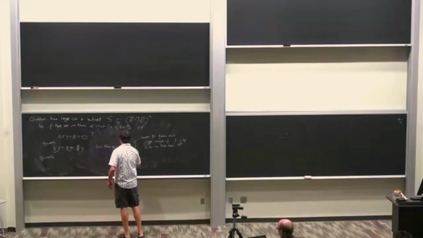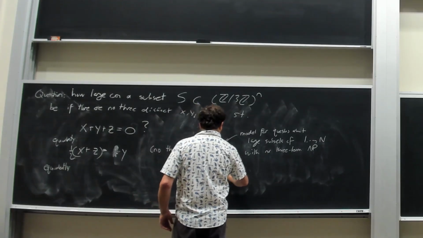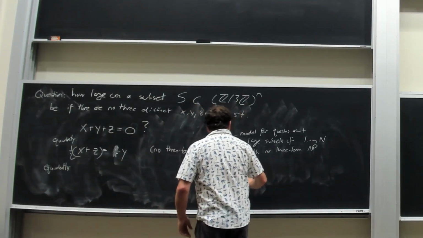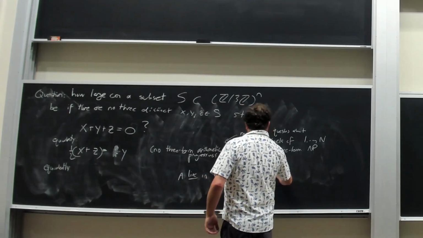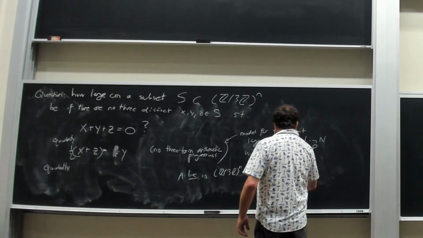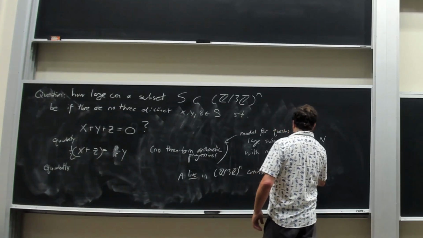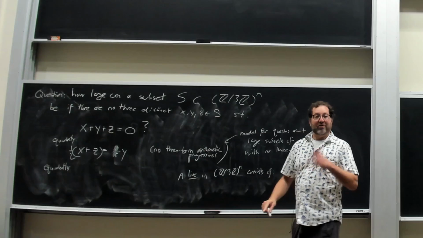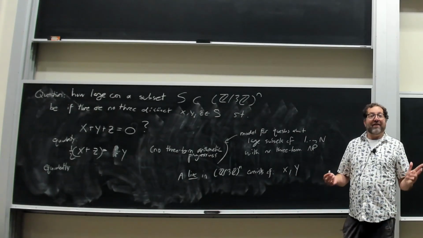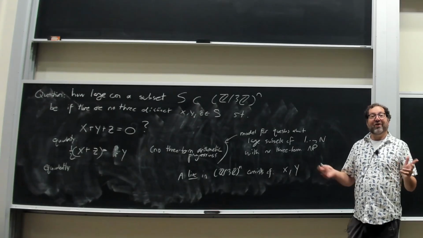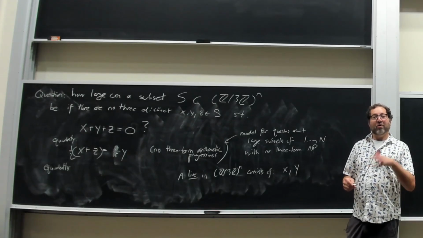So a line in Z mod 3 to the n consists of, all right, so maybe I have 2 points, x and then y, which should not be equal to x. And then you could sort of say, well, a line is going to have all kinds of things, right? It's going to have every linear combination of x and y. And then you sort of start to write them down.